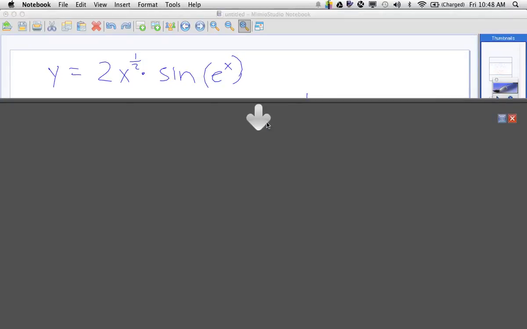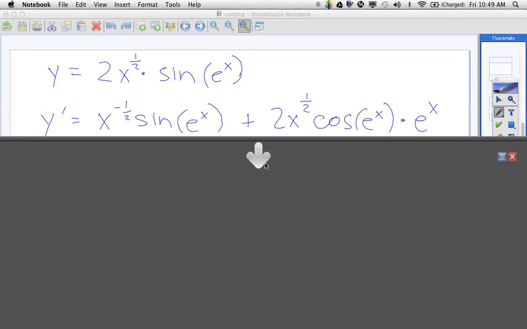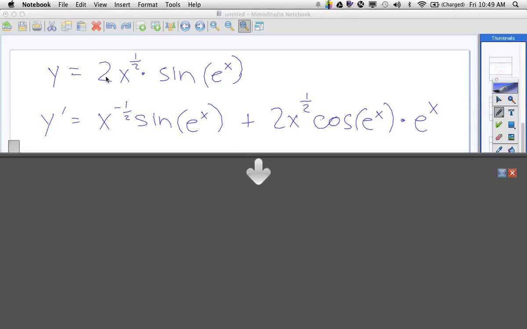All right, so did I copy that right? Make sure before we get into it. 2 square root of x times sine of e to the x. It's a basic product rule. Now it's got something goofy going on the inside, but we'll deal with that when we get to it. Product rule says derivative of the first, then leave the second alone. So bring the 1/2 down in front, cancels the 2. That'd be x to the negative 1/2. Leave the sine of e to the x alone, plus 2x to the 1/2, leave alone.